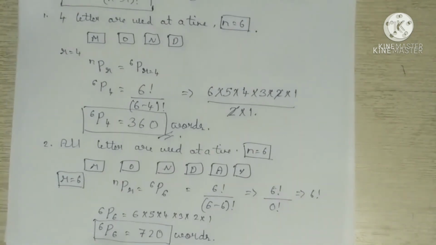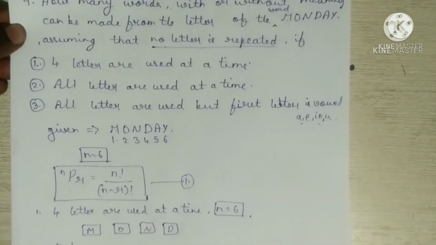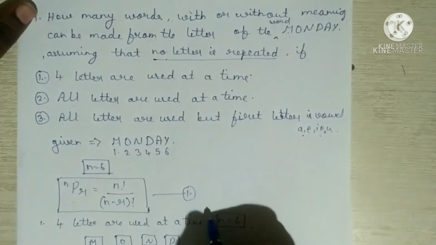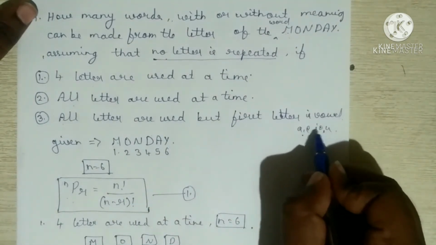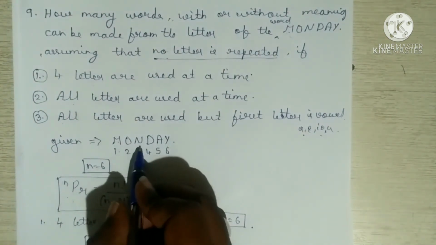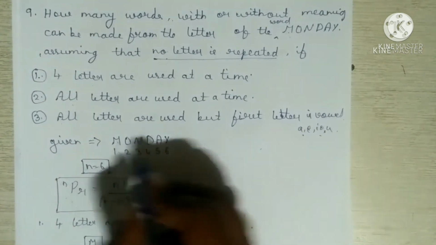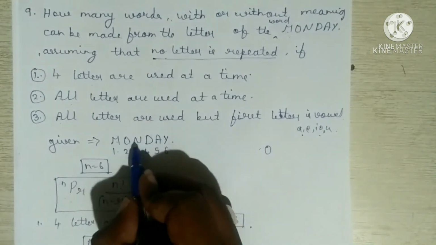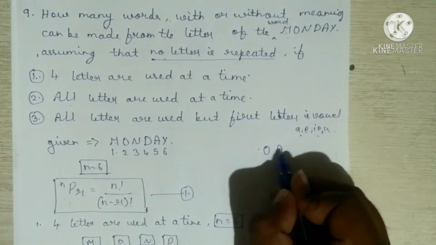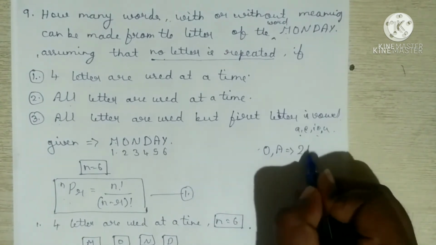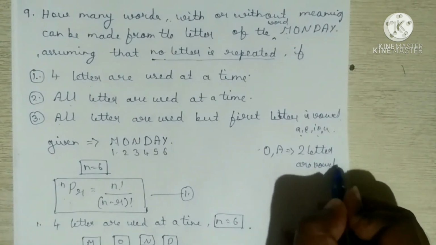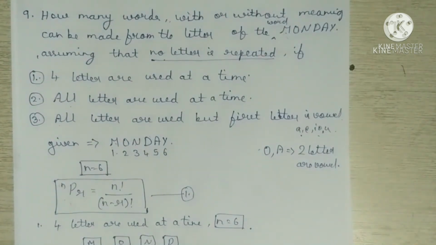Okay, next we need to find the third one. Given is Monday, all letters are used but the first letter is a vowel. A vowel is nothing but A, E, I, O, U. In Monday, how many letters are vowels? M, O is a vowel. N, D, no. A is a vowel. O, A. Okay, two letters are vowels.